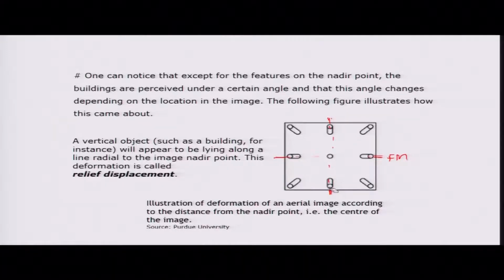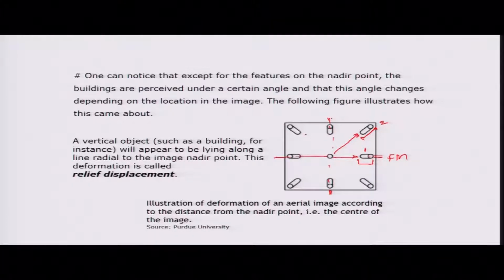Buildings are perceived under a certain angle, and this angle changes depending on the location in the image. So, this building is located at the corner away from the principal point at a greater distance, it will have more relief displacement in terms of its length as measured on the aerial photograph. This is a little closer to the principal point or nadir point. So, it will have lesser relief displacement in comparison to building number 2. So, building one will have lesser relief displacement.